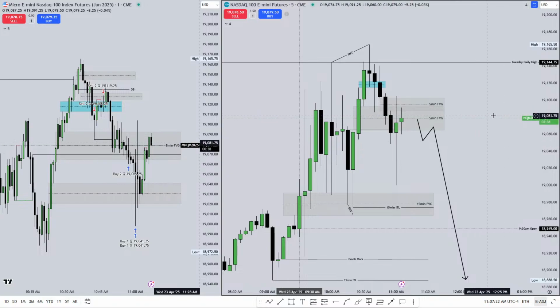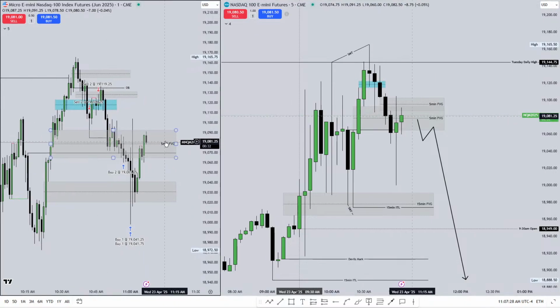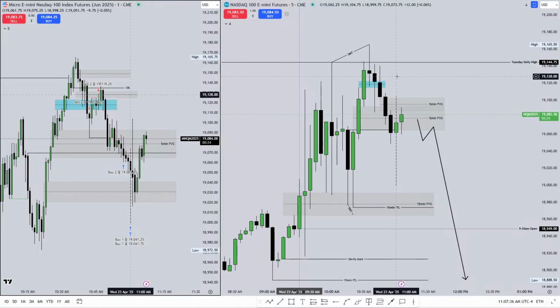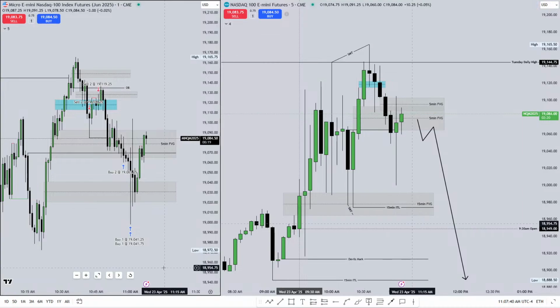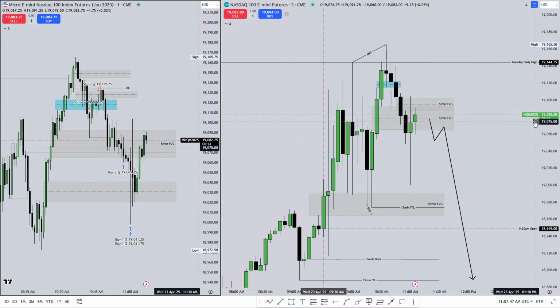What do you mean? I wouldn't even be taking trades right now, honestly, just because it's past 11 now. I wouldn't want to go long, and the only thing I would want to do is go short. But honestly, with this price action now, it's looking pretty terrible.